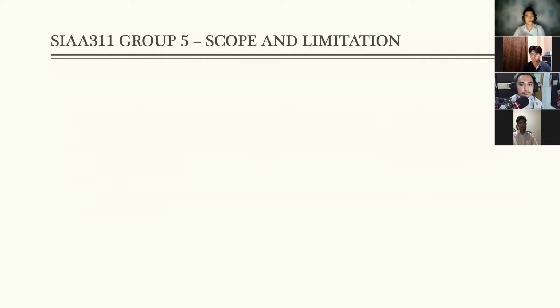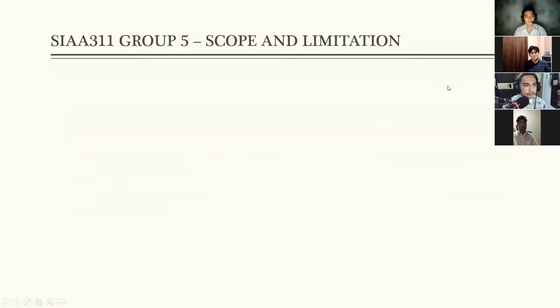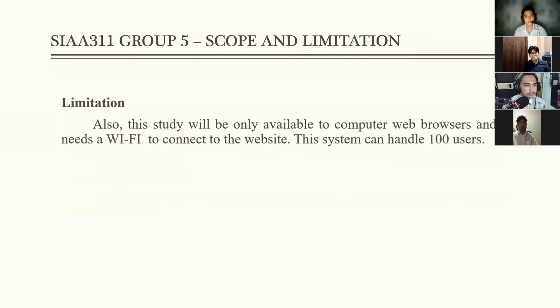And when it comes to scope and limitation, next, scope. The researchers aim to develop an online-based ordering system that can generate a lot of potential buyers and also give easy access for the people. Limitation. Also, the study will only be available on a computer web browser and needs Wi-Fi to connect to the website. This system can handle 100 users.